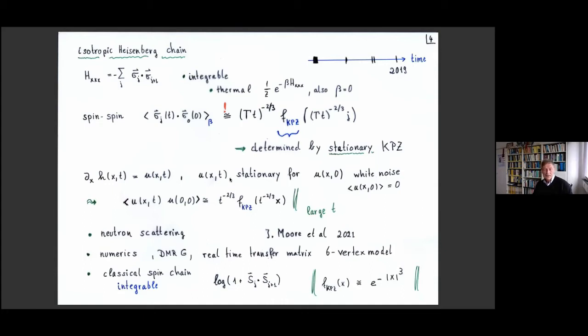And for that space-time stationary random field, you can look at the two-point function. So that's u at x and time t, with u at zero. And that for large times actually behaves with exactly the scaling form. And the claim is that the same scaling form can be seen in a physically totally different context, namely the spin-spin correlation function of the isotropic Heisenberg ferromagnet.